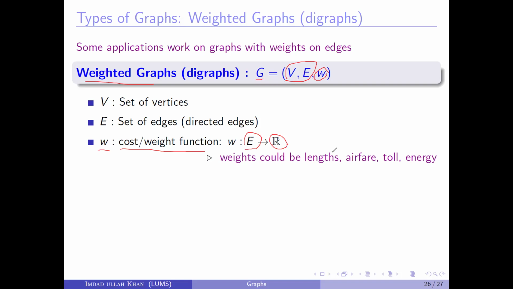So what could be the weight? For example, if you are talking about distance, it could be the length of the edge. It could be airfare, toll, energy, cost, or profit. Depending on the kind of application which we have, we can use weighted graphs to model different real world problems.